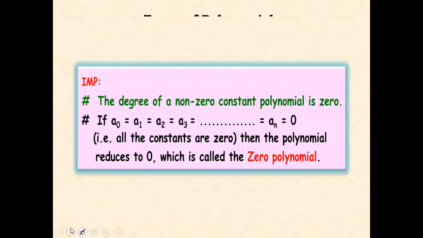Now next, the degree of a non-zero constant polynomial is always 0. If I ask whether 5 is a polynomial or not: yes, 5 is a polynomial. Why? Because 5 can be written as 5x to the power 0. Any number raised to the power 0 is 1, so 5 into 1 again becomes 5. So we say that 5 is a constant polynomial, and in the case of a constant polynomial, the degree is 0. 0 itself is called the zero polynomial. That you need to understand.